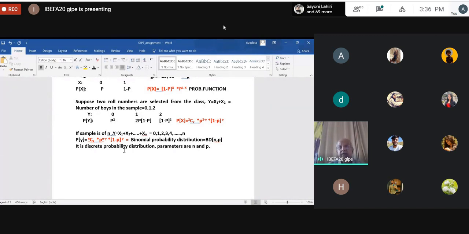Any probability you can evaluate. What is the probability that the sample has less than or equal to 6 boys?